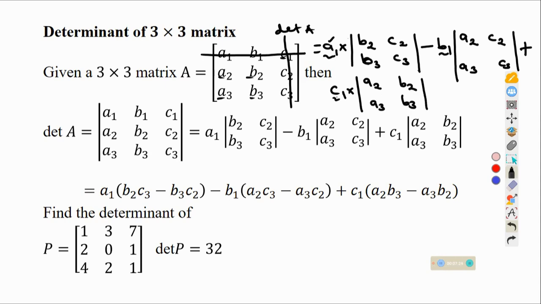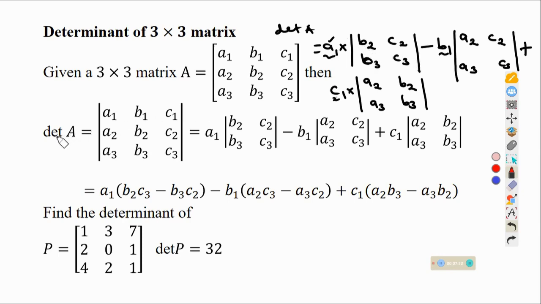So when you do that, and you get A1 times this minus B1 times this plus C1 times this, what you get is the determinant of this matrix here. So what we have done will give us the determinant of the matrix, which is a 3 by 3. At this moment, I believe you know how to get the determinant of a 2 by 2 matrix, because we looked at that in the last lecture.